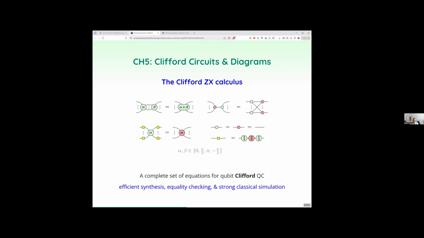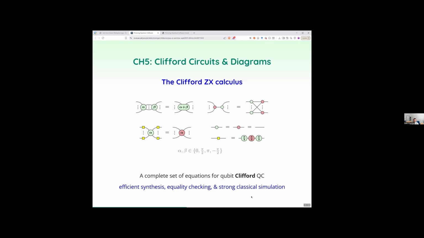So what does that mean? If I have two Clifford ZX diagrams, so these are diagrams where I restrict the angles to multiples of pi by 2, and they're equal to each other, I can not only prove that they're equal using the rules, I can do so in polynomial time. So in this fragment, we have a complete set of equations, which lets us do efficient synthesis of Clifford circuits, efficient equality checking, and efficient strong classical simulation.